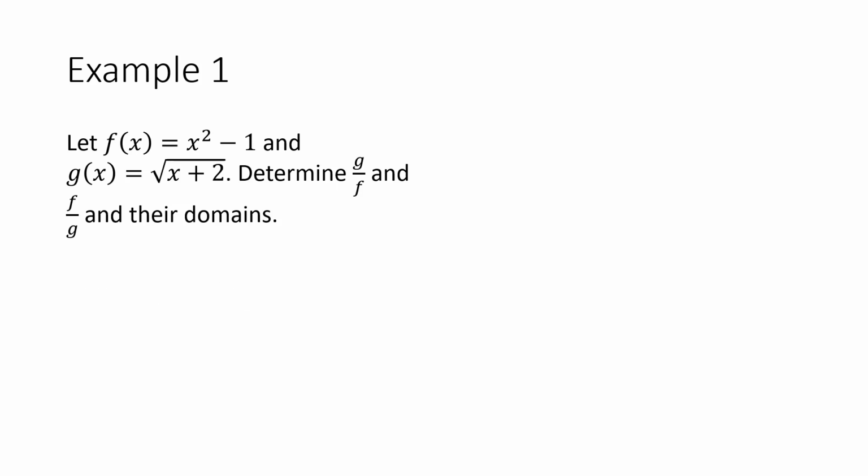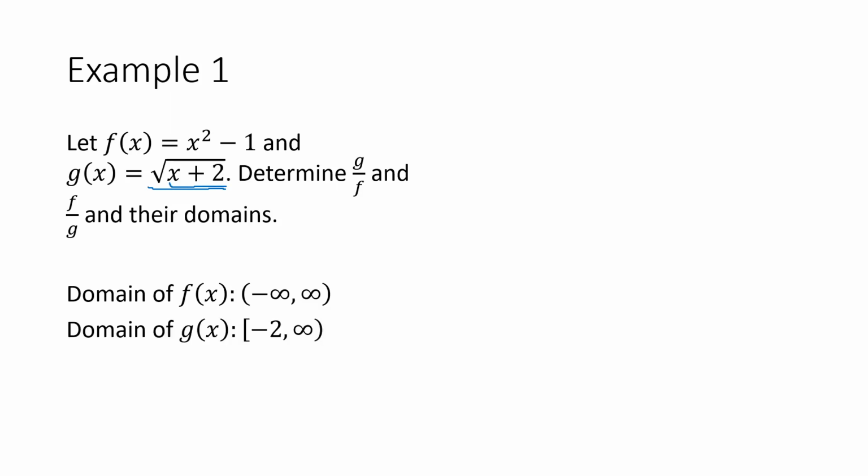F of x has a domain from negative infinity to infinity, all real numbers. G of x, though, does have a limited domain because of the square root here. Remember, the radicand, the stuff inside the radical, needs to be non-negative. We've done that one before. We said that x plus 2 has to be greater than or equal to 0, and solving for x gives us the interval including negative 2 up to infinity.